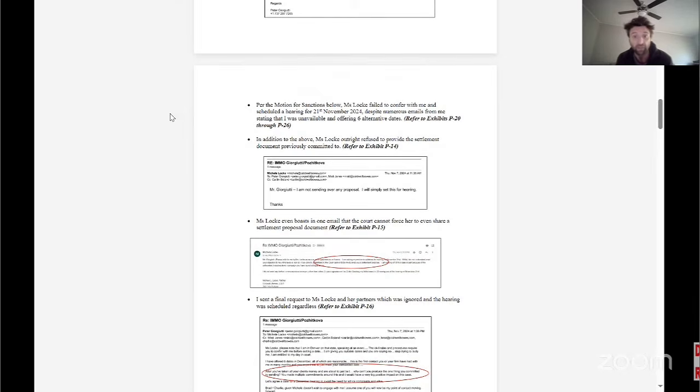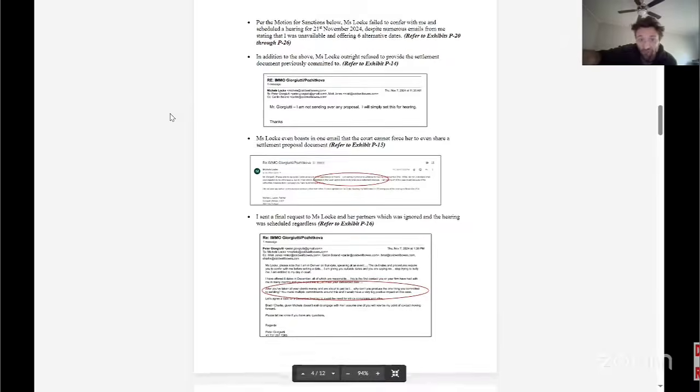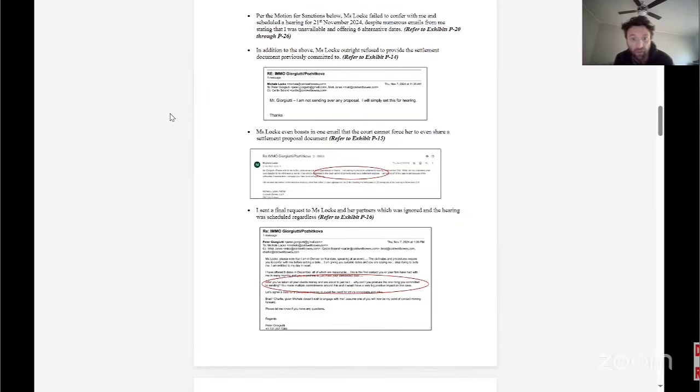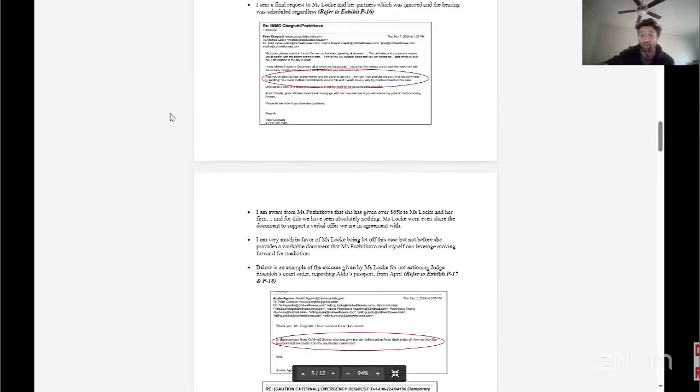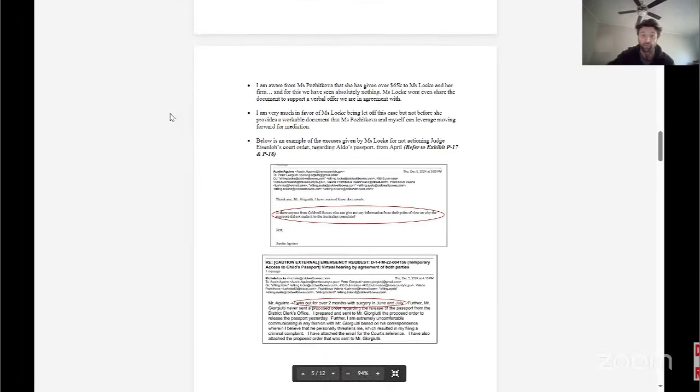In addition to the above, Ms. Locke outright refused to send any settlement document, even though she had previously committed to this multiple times. In one of the emails, she even boasts that the court is not able to force her to send a proposal document. I sent a final request to Ms. Locke and her partners, which was ignored, and the hearing was scheduled regardless. I've copied her partners in this. Basically, the entire firm has ignored me multiple times in highlighting that the hearing should never have been scheduled.